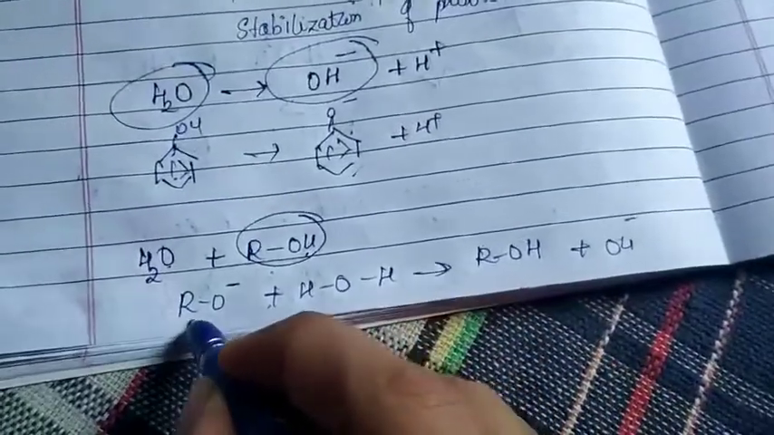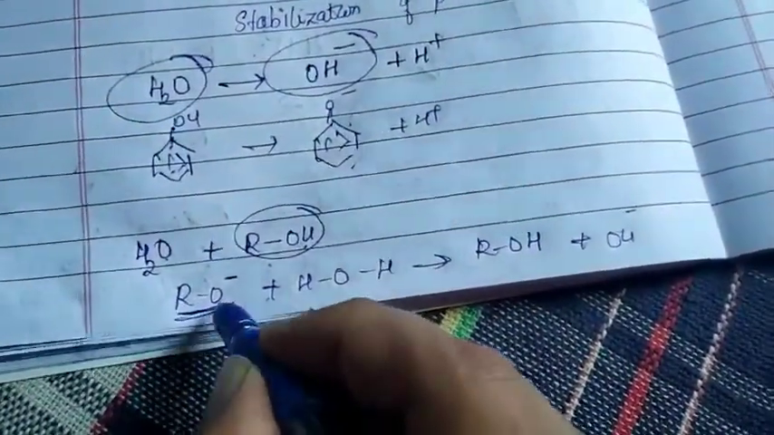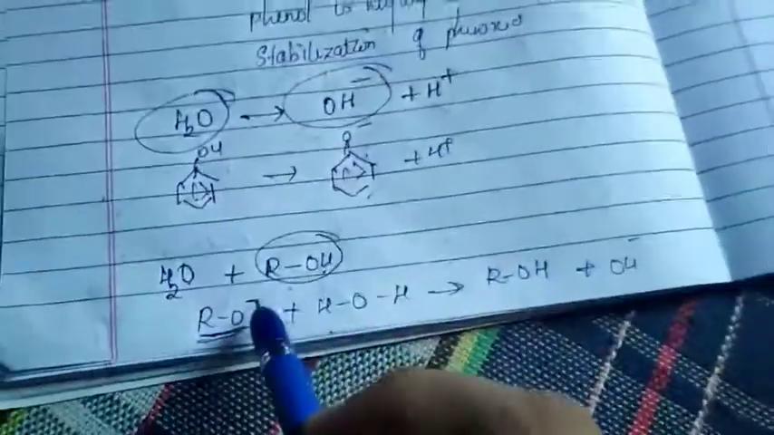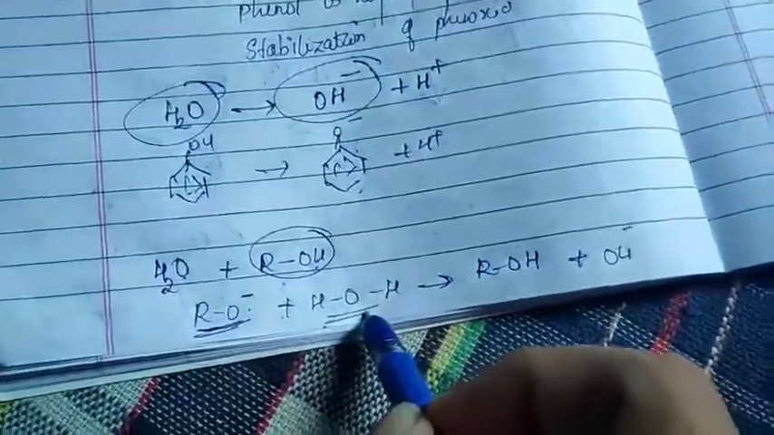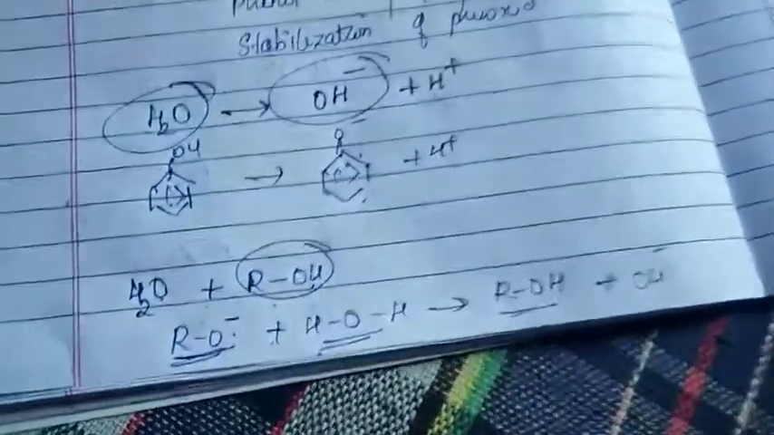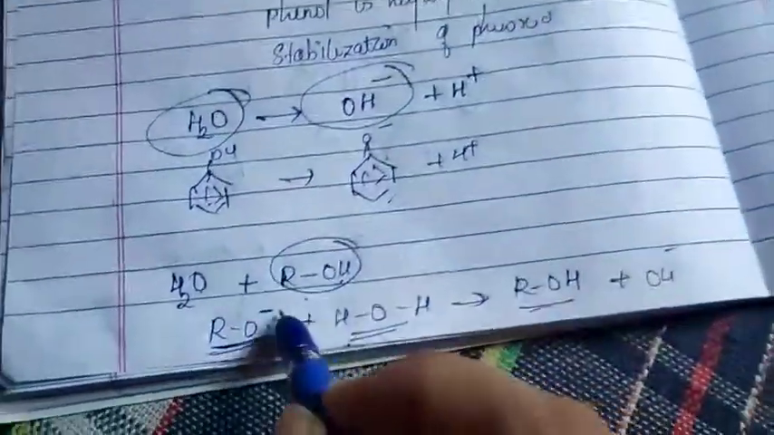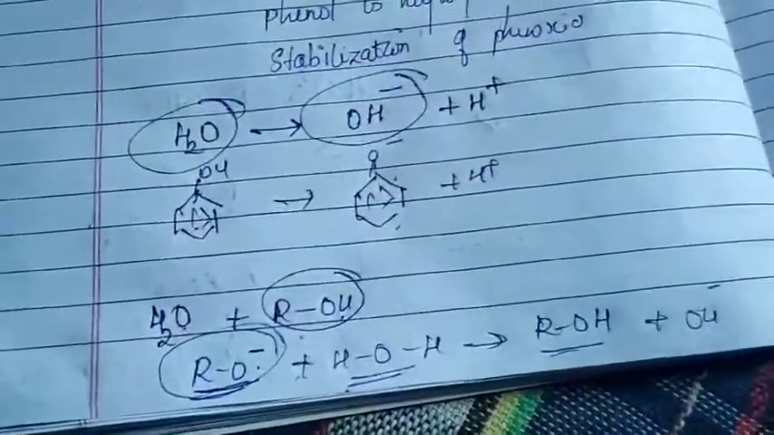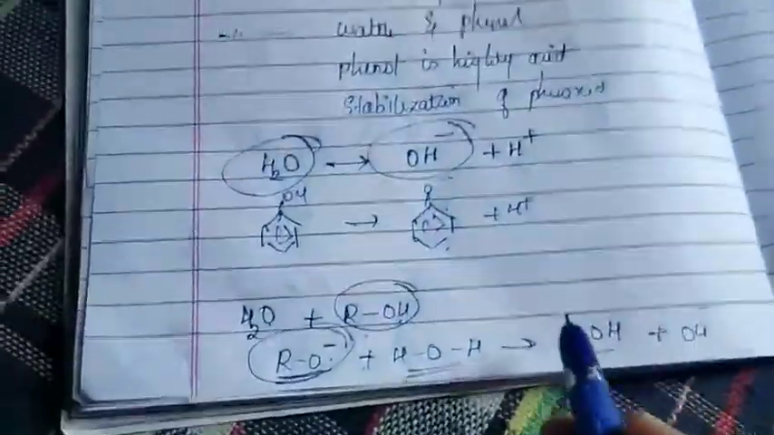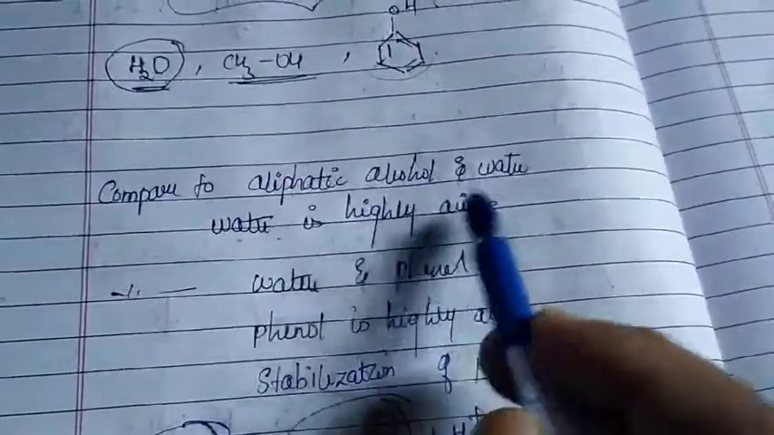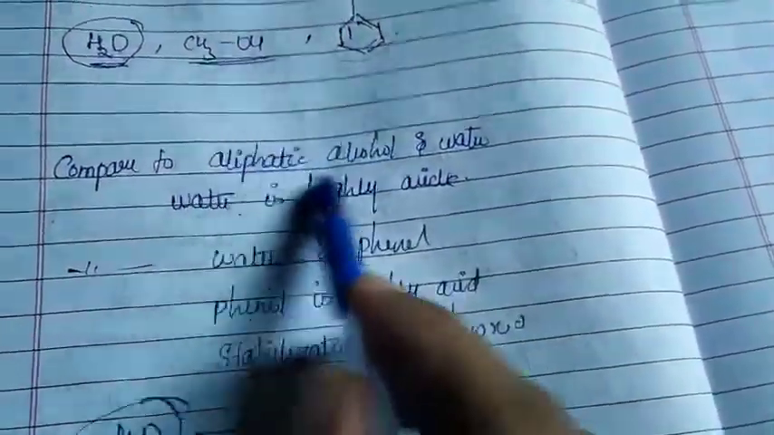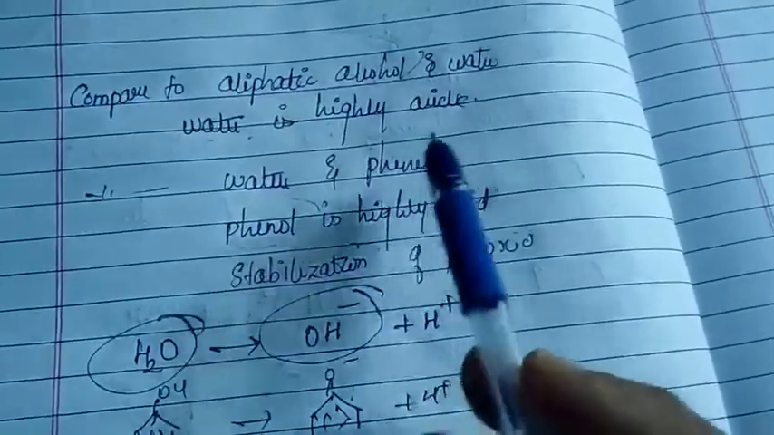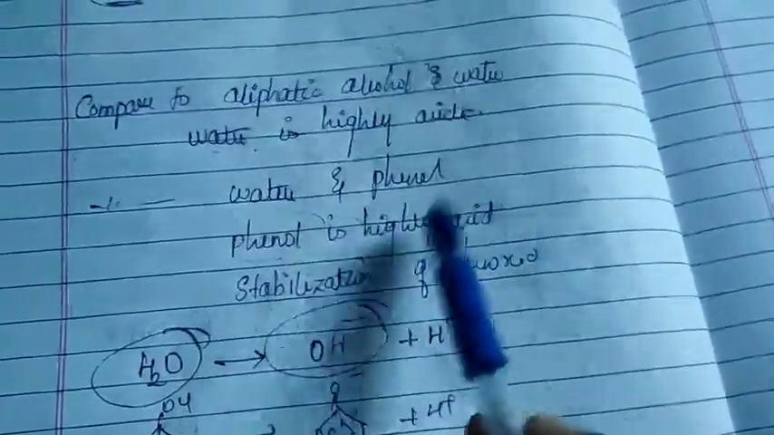We could just see that the alkoxide ion of the aliphatic system is once again reacting with water and accepting a proton. So this part, that is your alcohol, acts as a Bronsted base. For that reason, we say your water is highly acidic when compared to the aliphatic alcohol. But when we compare water and phenol, remember, your phenol will be highly acidic.